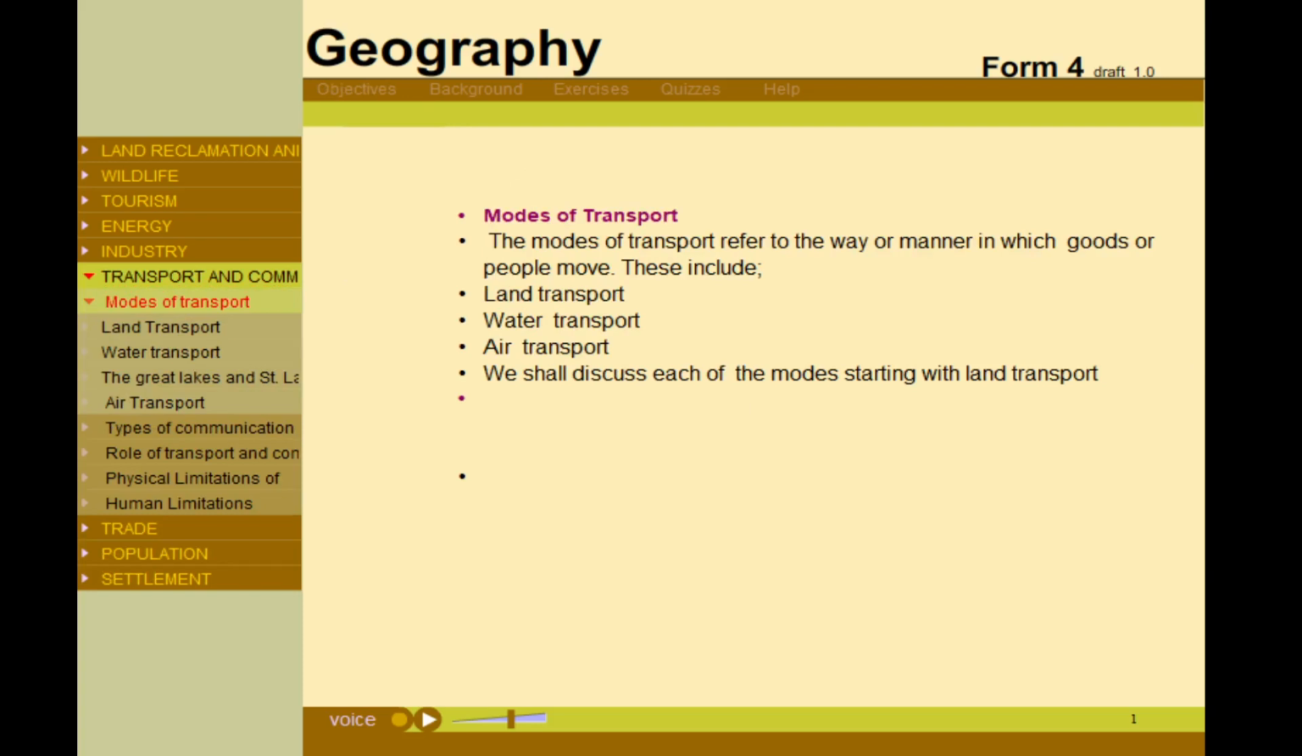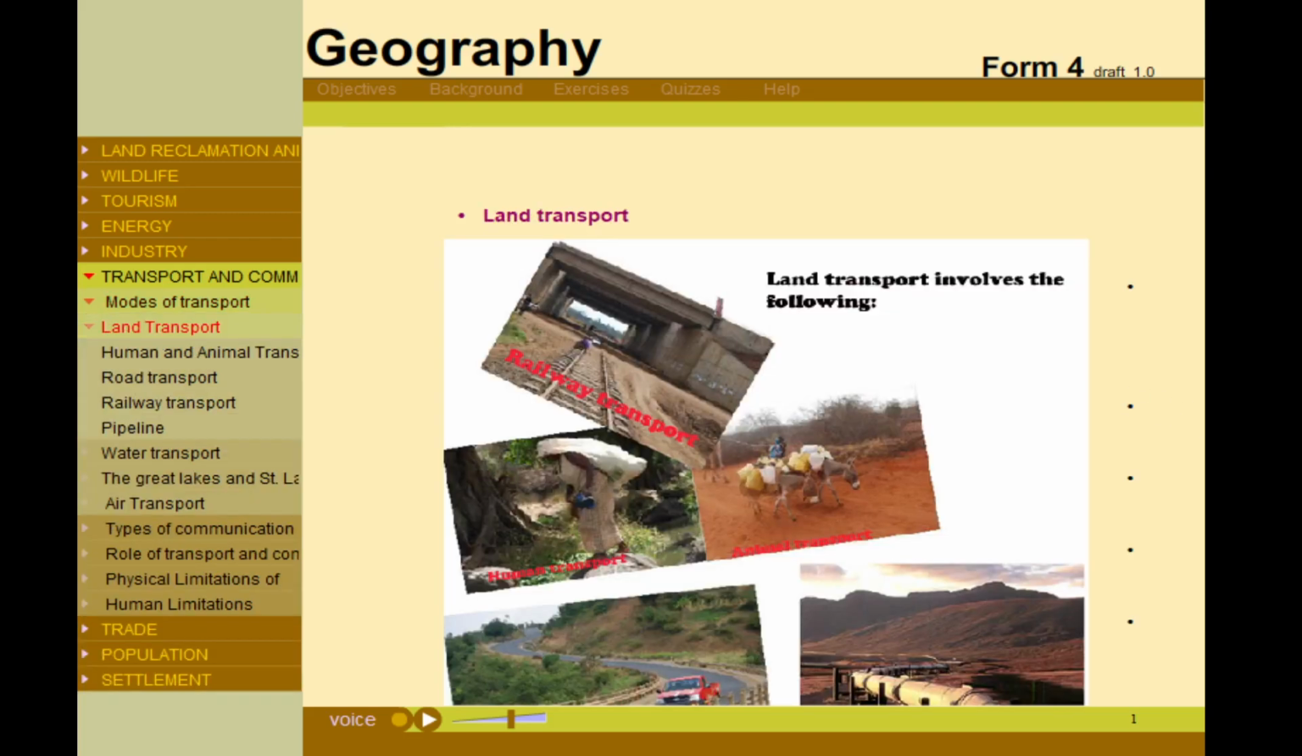Modes of transport. The modes of transport refer to the way or manner in which goods or people move. These include land transport, water transport, and air transport. We shall discuss each of the modes starting with land transport. Land transport. Land transport involves the following: human and animal transport, road transport, railway transport, and pipeline.